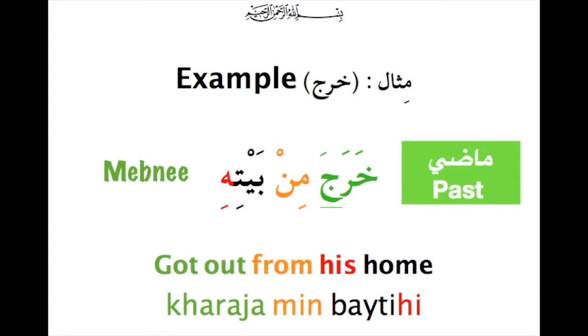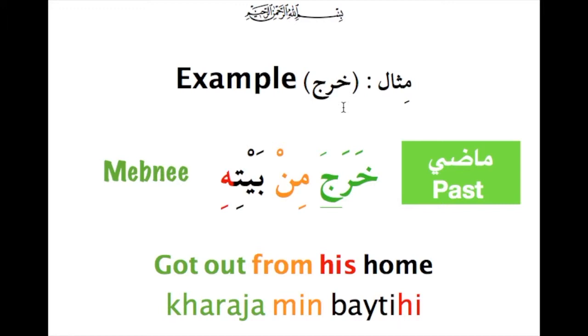To demonstrate this, we're going to have one example, مثال, and it comes from the root خرج. This is the three-letter root. And from this root, we're going to have فعل ماضي, past action, and we're going to have فعل أمر, and we're going to have فعل مضارع. And we're going to see how it's مبني and how it's معرب.